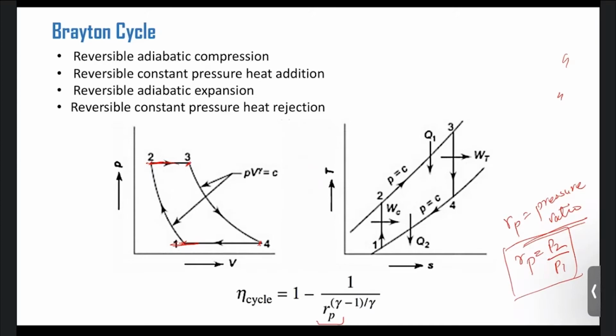So now, as you can see in the formula of efficiency, if we increase the pressure ratio Rp, the cycle efficiency will also increase, okay. But what is the limit for Rp? Can we increase it to infinite values? Let us see in the next slide.